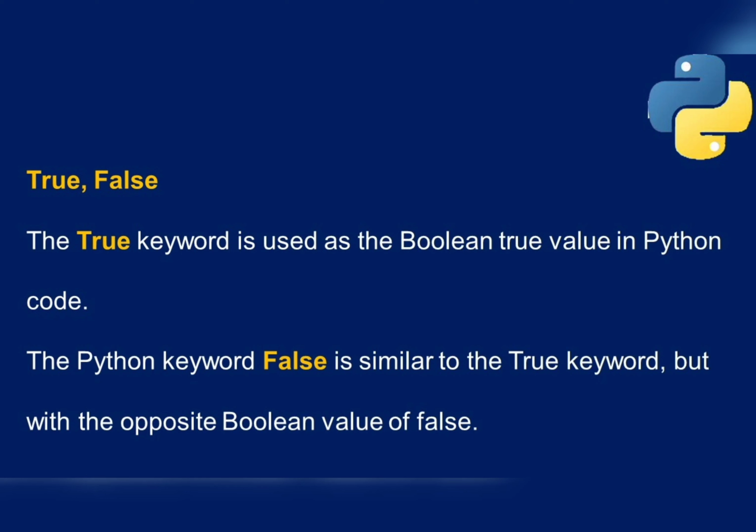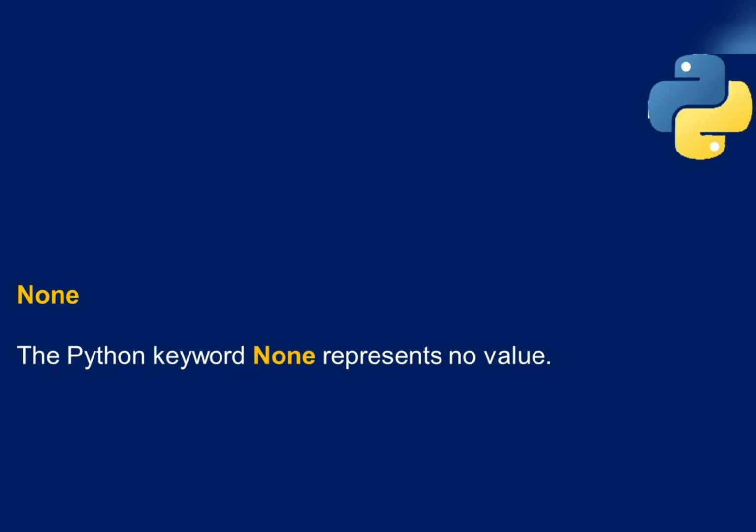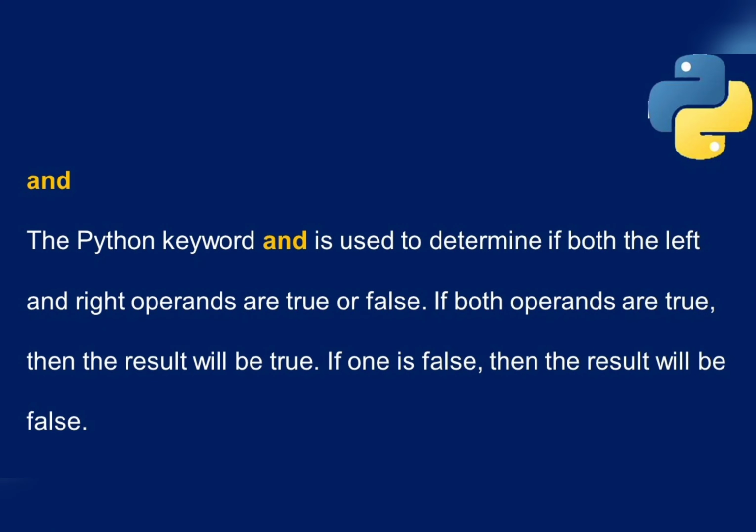The True keyword is used as the boolean true value in Python code. The Python keyword False is similar to the True keyword but with the opposite boolean value of false. Keyword None. The Python keyword None represents no value. And: the Python keyword and is used to determine if both the left and right operands are true or false. If both operands are true, then the result will be true. If one is false, then the result will be false.